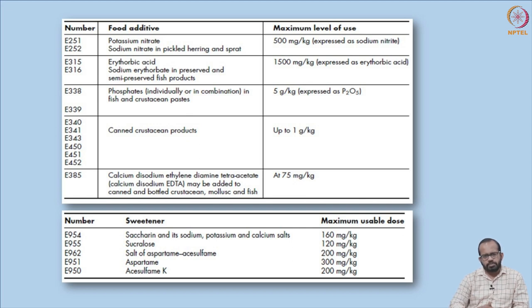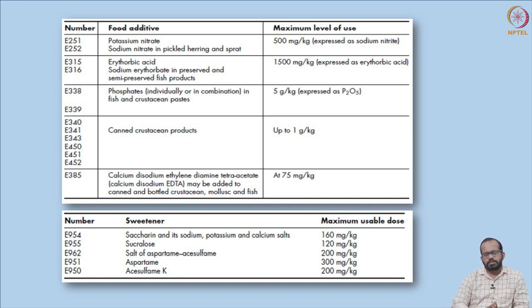And phosphates are also used, different kinds of phosphates, such as phosphoric acid, which is coded as E338, an antioxidant and sequestrant, a chelating agent as well. And there is also sodium phosphate, coded as E339, which is also an emulsifier, humectant, sequestrant, etc. So these are the various additives that are used in the case of seafood.